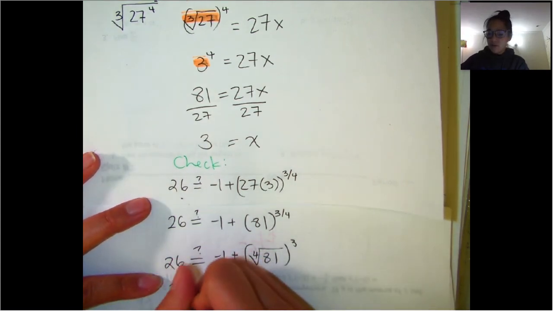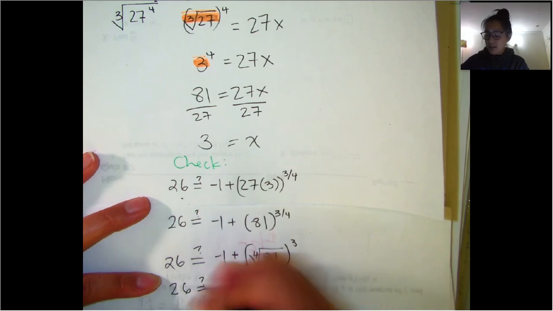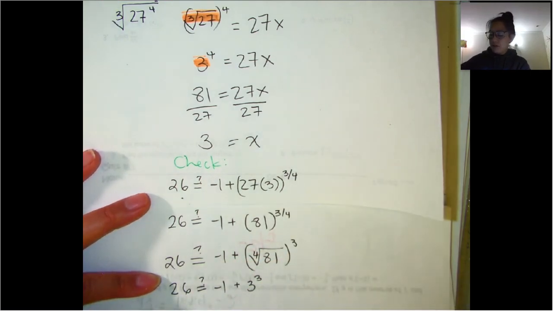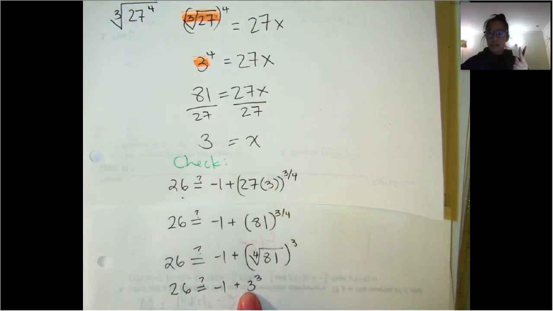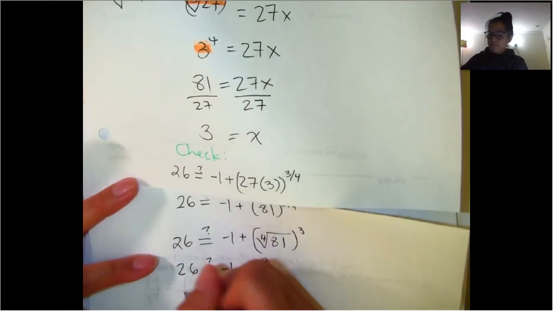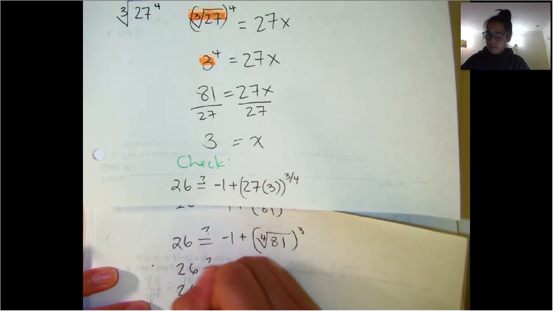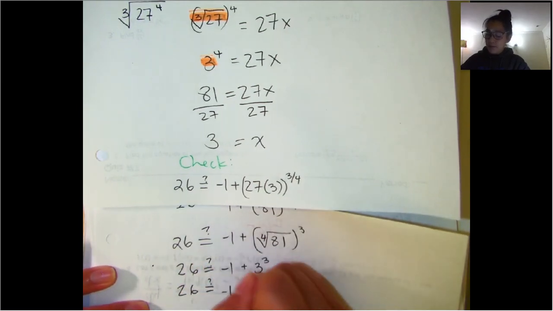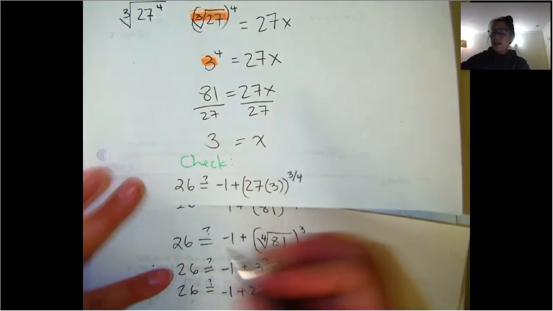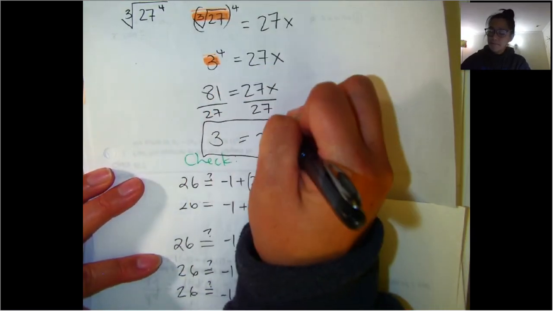So we have 26. Does that equal -1 plus 3 to the 3rd power? 3 to the 3rd power, what is that? 3 times 3 times 3. So that's 9 times 3, which is 27. So does 26 equal -1 plus 27? Why, yes, it does. So x equals 3 is our answer.